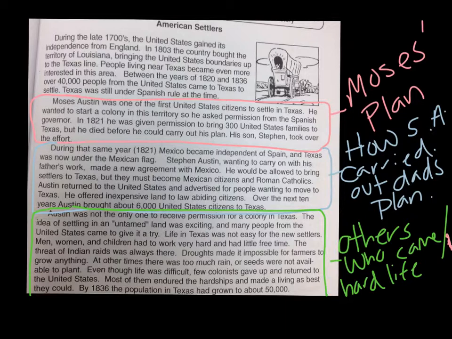So this paragraph is no longer about Moses. It's all about Stephen Austin and how he carried out his dad's plan.